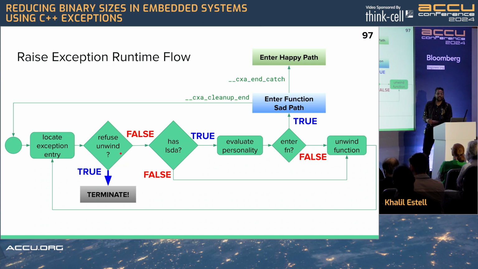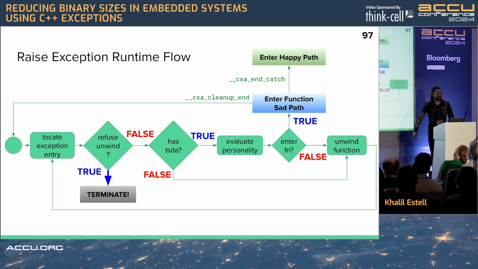If false, check do we have any language-specific data. If so, evaluate the personality, see if the program counter is in that range. If we're in range, that means we should enter the function, so we enter it. Enter the sad path, and if we see a cleanup, that means we've called some destructors, get right back into the flow. If we see CXA end catch, then we go back into the happy path. That's pretty much it. Now, let's say we don't have any data, like we have a trivially unwindable function. We see, oh, it just has personality, that's it. Cool, unwind it.